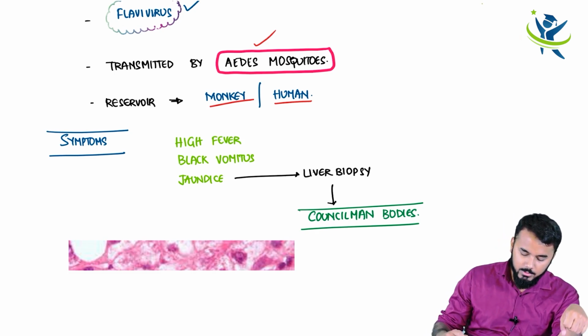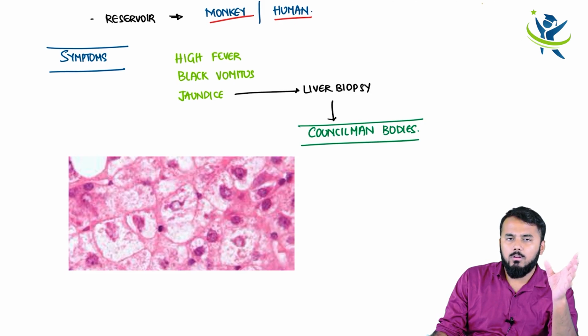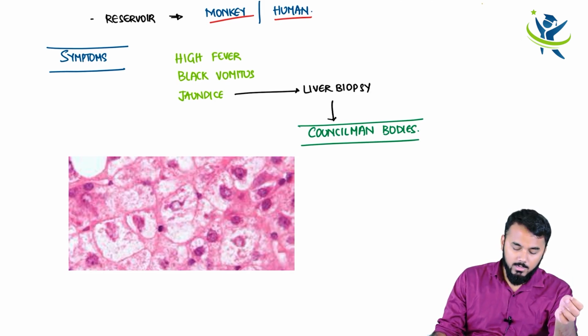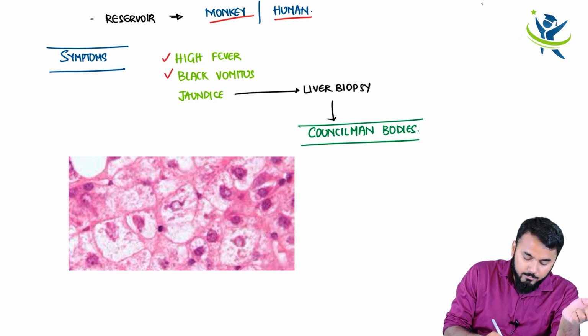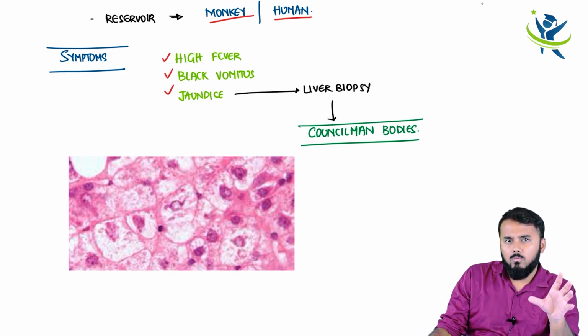Now when it comes to the symptoms, obviously with any infection you take, viral, bacterial or protozoan, fever is common. But what is uncommon here is that in patients with yellow fever, there will be black color vomitus. Not only black color vomitus, patients will also have jaundice.